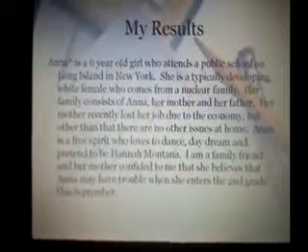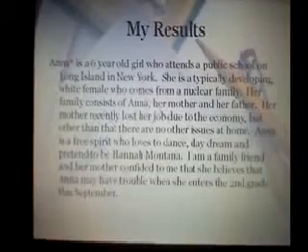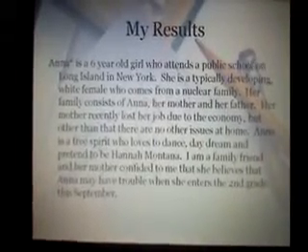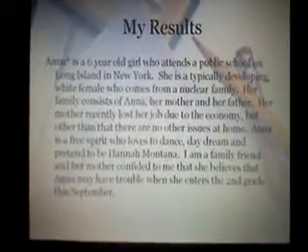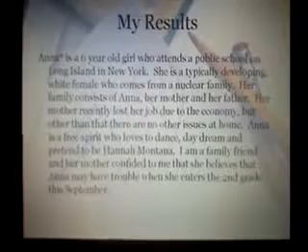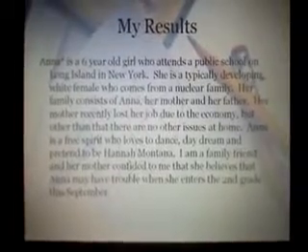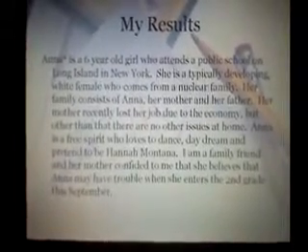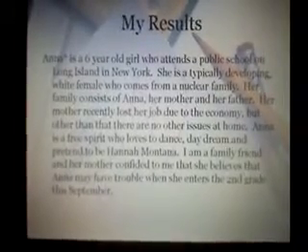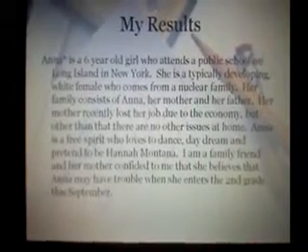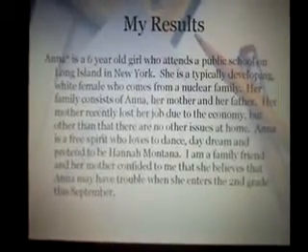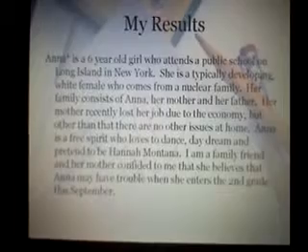My results. I did the informal reading inventory on Anna, a 6-year-old girl who attends public school here on Long Island in New York. She is a typically developing white female who comes from a nuclear family. Her family consists of herself, her mother, and her father. Her mother recently lost her job due to the economy, but other than that, there are no other issues at home. Anna is a free spirit who loves to dance, daydream, and pretend to be Hannah Montana. I am a family friend, and her mother confided to me that she believes that Anna may have trouble when she enters the 2nd grade this September.